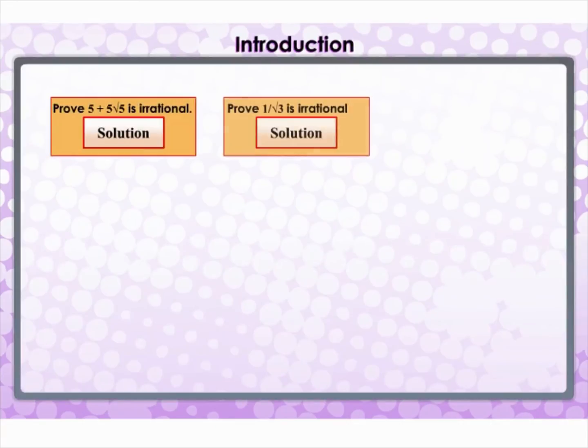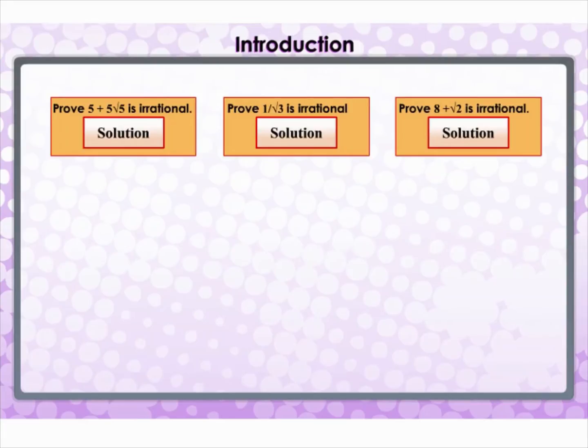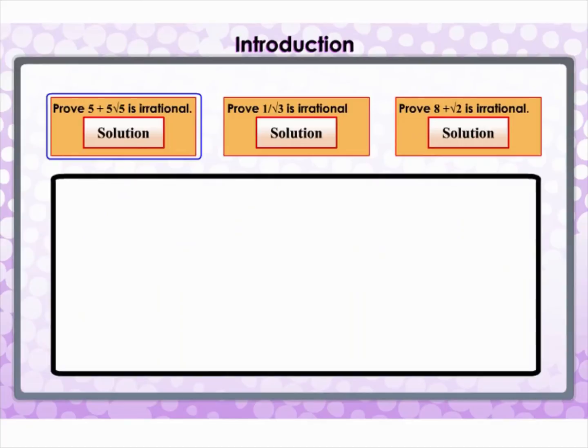There are some numericals for you to try out yourself. Prove that 5 plus 5 root 5 is irrational. Let us assume to the contrary, that is, 5 plus 5 root 5 is rational.